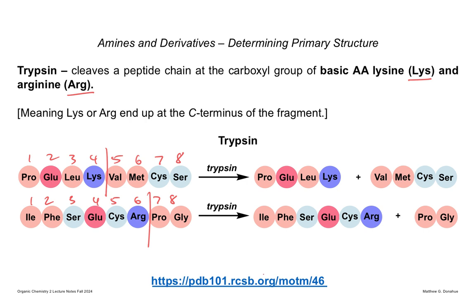So now you have 2 fragments, one with 6 and one with 2. If you go on this website, PDB stands for Protein Data Bank. That's the link to what trypsin looks like.